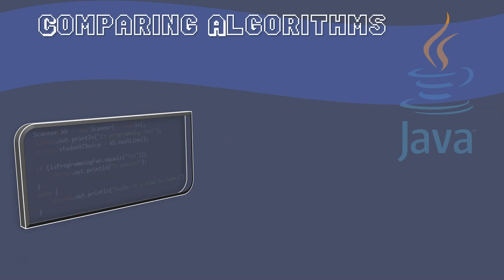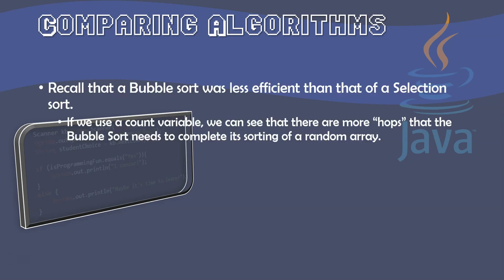So let's take a quick look at these two algorithms and compare them side by side. One of the things that we talked about is that a bubble sort, of course, is less efficient than that of a selection sort. And this is really easy for us to see, even without having to get into runtimes or anything like that. We can just use a simple count variable to track how many hops or how many times we're going through a loop iteration.